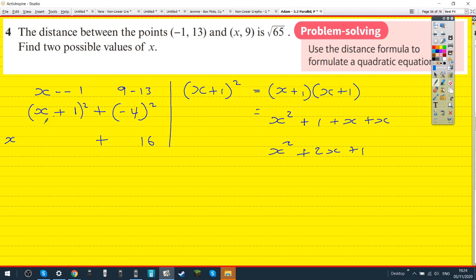Very common thing, people forget the 2 in the middle, which is the 2x. Yeah. X squared plus 2x plus 1. Plus 1 plus 16. And then would that just be x squared plus 2x plus 17? Yep. And then could you solve that as a quadratic? What is it equal to?